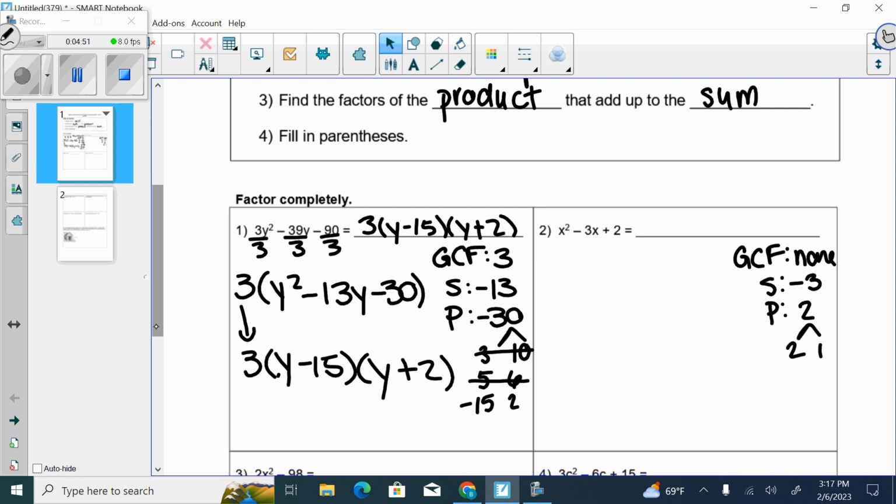So what are we going to do? Minus this, right? If they're both negatives, a negative times a negative will still give us positive 2. Negative 2 and negative 1 will give us negative 3. Good. So no GCF, so I'm just going to start making my parentheses, and we have an x minus 2 and an x minus 1. Good. Okay.